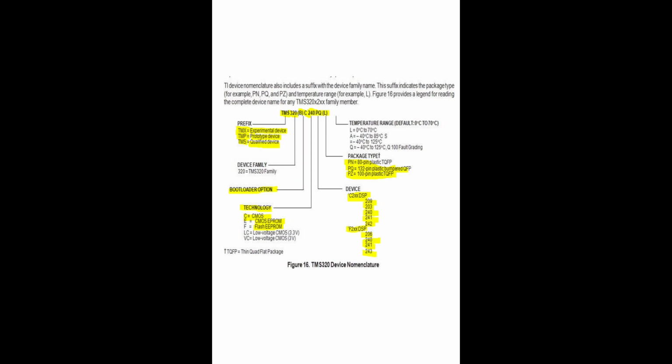Then L means the operating temperature range. L means it's the default temperature range of the IC. It works from 0 to 70 degrees Celsius. If A is mentioned, it means minus 40 to 85 degrees Celsius. So according to the country where we are going to use it, its atmospheric temperature and the place of use, we have to select a particular IC according to the temperature. That is why this IC is named like this. This is called TMS320 device nomenclature.